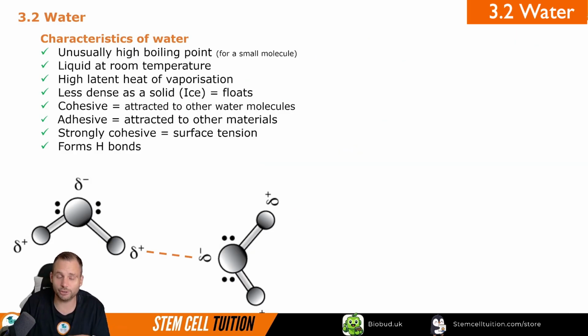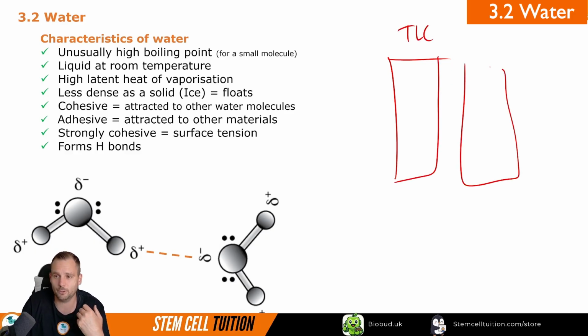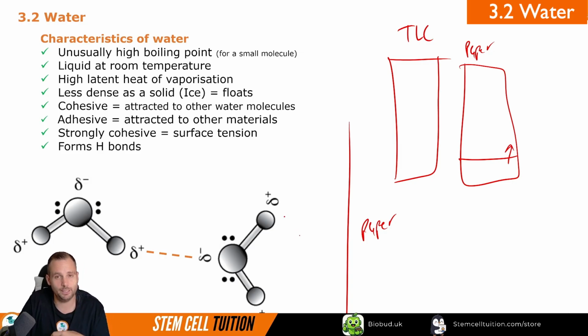Now, cohesion is when it attracts to other water molecules. We take advantage of this, and some examples in A-level biology are thin layer chromatography or even paper chromatography. Now, we're explicitly talking about water, so let's go with paper chromatography. The water molecules stick to the stationary phase, the paper, because of these adhesive and cohesive forces.